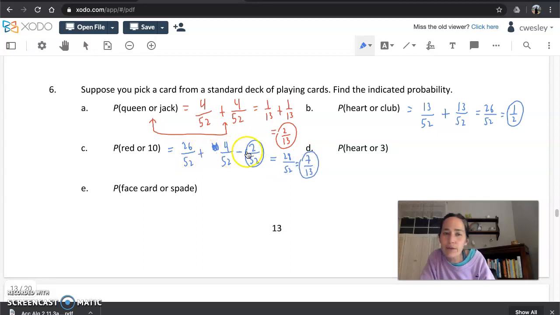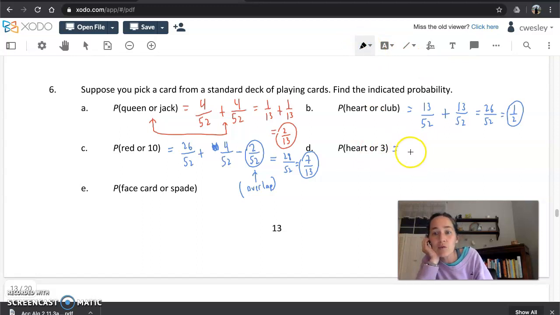You don't have to write this out separate, right? If you knew, okay, I've got all the red cards here accounted for, and I want to add maybe just the two black 10s instead of adding 4 and subtracting 2, that's fine. But here's where the subtracting the overlap comes into play. I'll put overlap there. And now we'll look at a heart or a 3. Now you tell me, are these events disjoint? Are they mutually exclusive? Or could they happen at the same time?